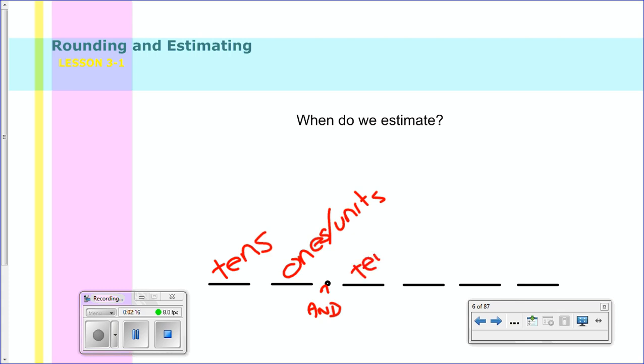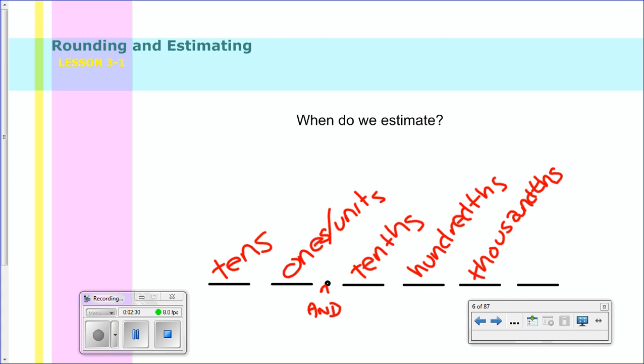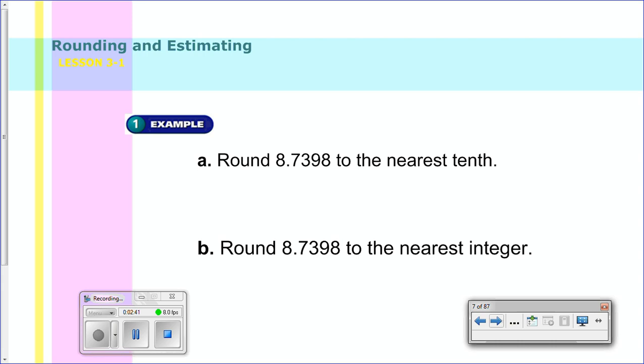So this is the tenths place. This is the hundredths. This is the thousandths. And this is the 10,000ths. There we go. So we're going to use this in the first part of today's lesson because we talk about rounding. And when we round, remember it's to whatever digit they tell us to. So here we're going to round to the nearest tenth for A.